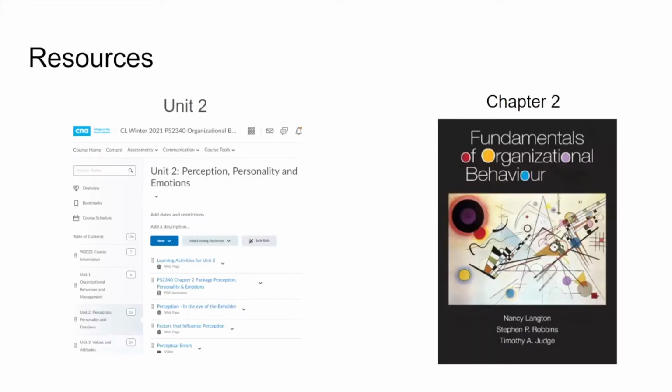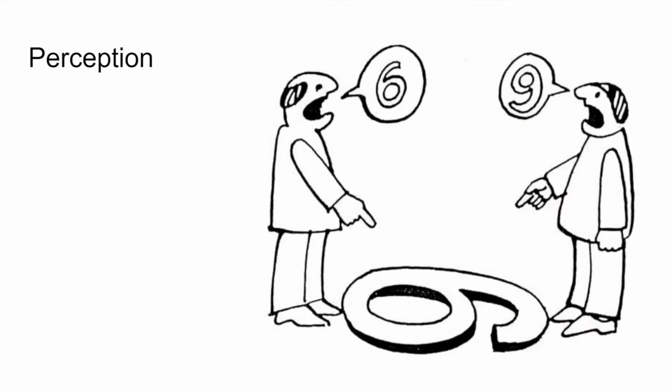So there's my book. We're looking at this. This is Unit 2 in the course and Chapter 2 in the book. So here's perception. Here's a good little, I'll call the definition of perception in a graphic.